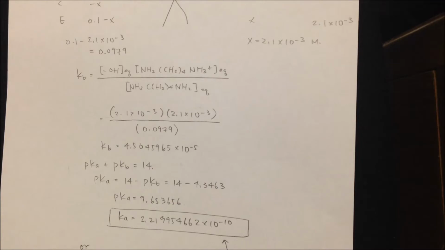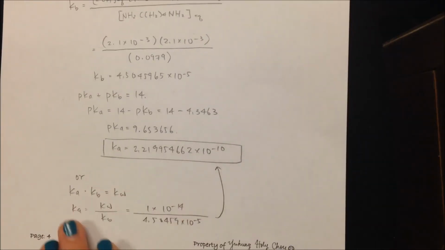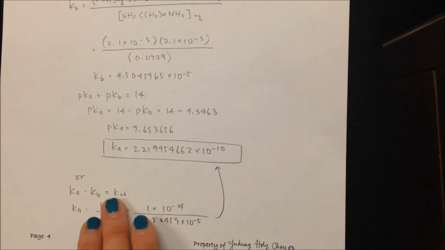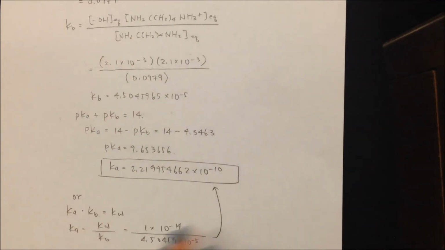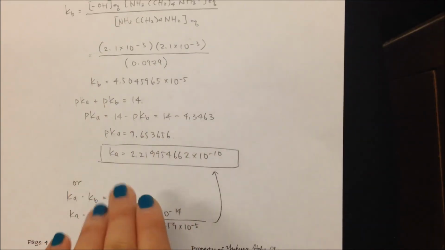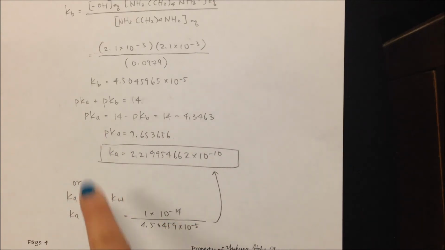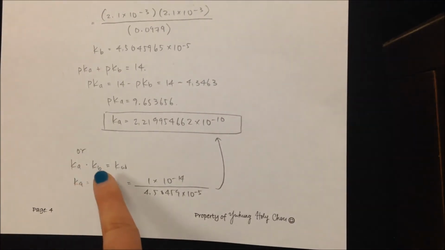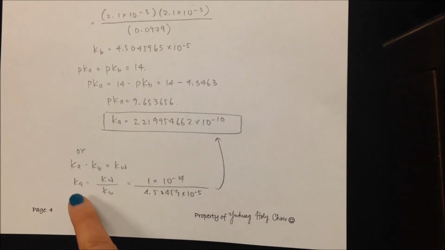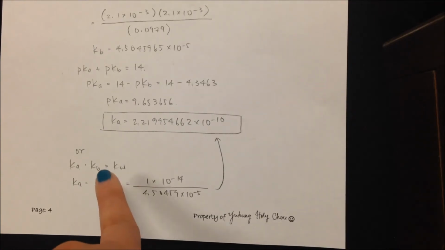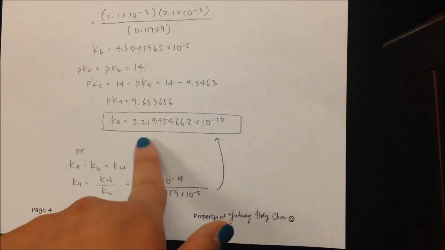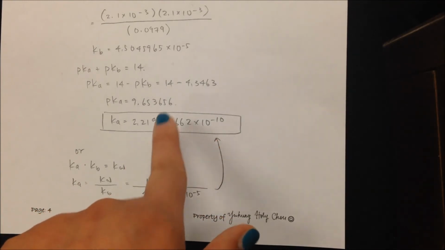Now, since the question is asking for Ka, the relationship between Ka and Kb is that Ka times Kb is equal to Kw. Or you could think of it as pKa plus pKb equals 14. Same thing. So there are two ways to do it. If you decide to go with this route, we know that Ka times Kb equals Kw. So in order to find Ka, you just have to divide Kw over Kb. So you would get 2.22 times 10 to the negative 10 for Ka.